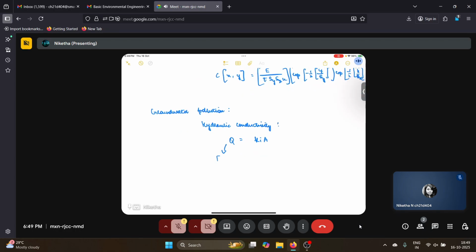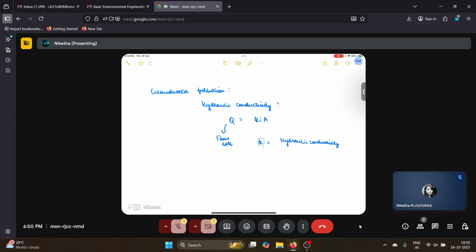where Q is the flow rate, K is the hydraulic conductivity, I is the gradient, which is also equal to h by L, or height by length, and A is the cross sectional area.